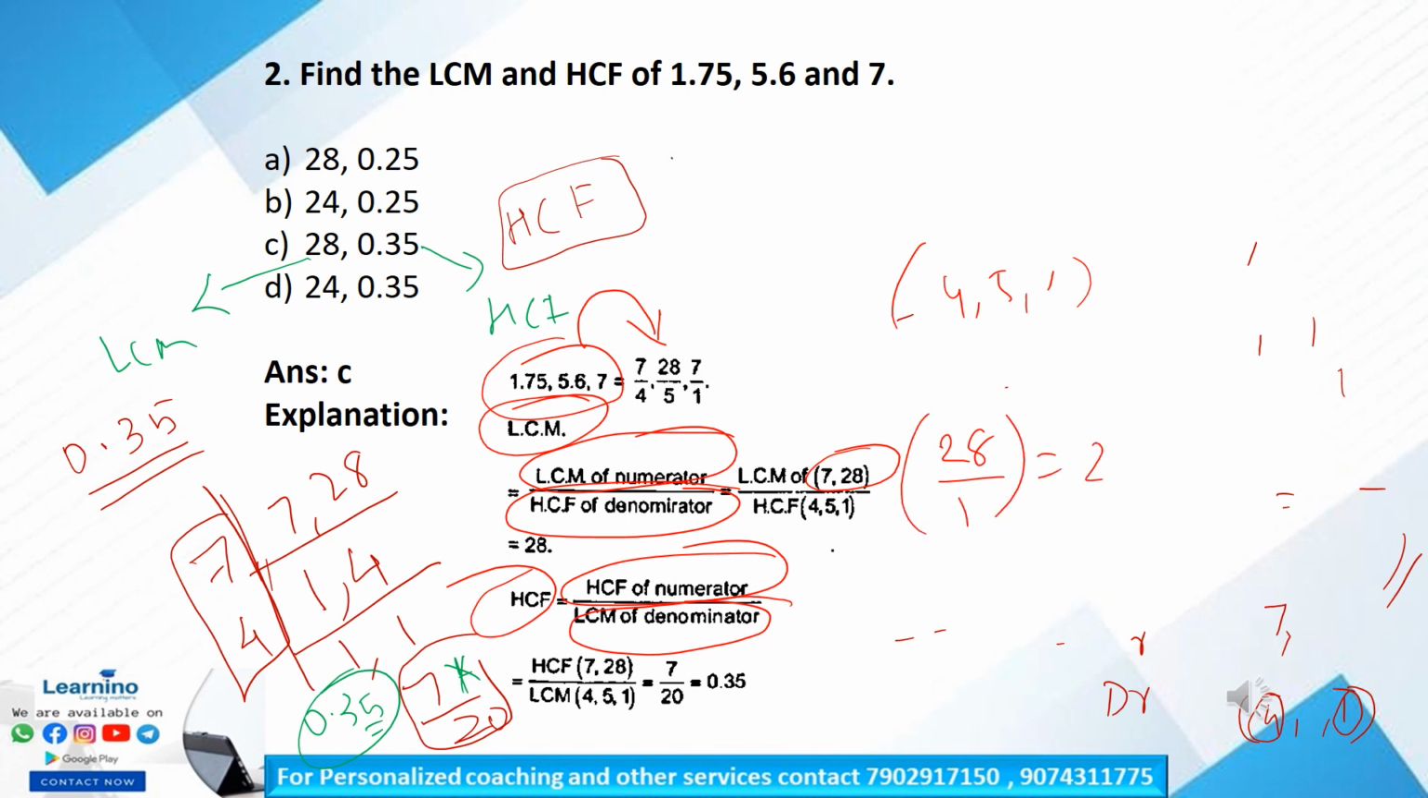So 28 is the LCM, and the HCF of the numerator and the LCM of the denominator is found out. So 7 by 20, that is equal to 0.35, right? So option C is our correct answer. So next question, question number 3.